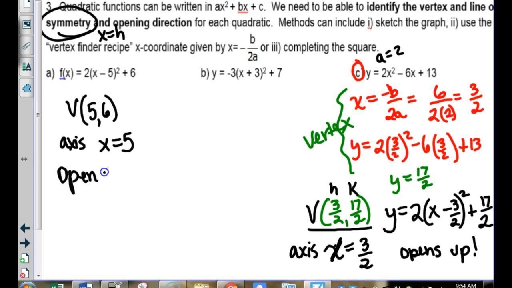Uppens. Oh my goodness. It opens up. I just made a new word. It uppens.